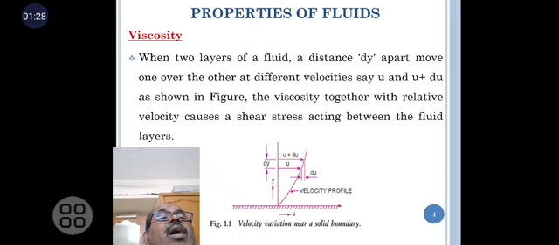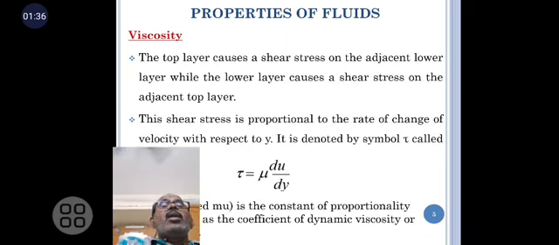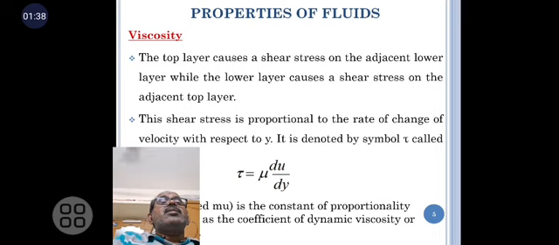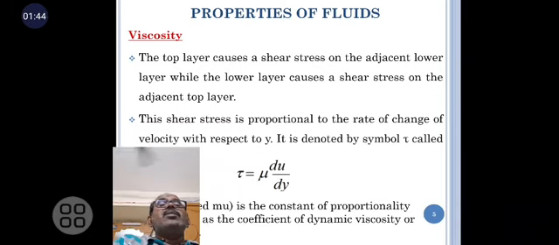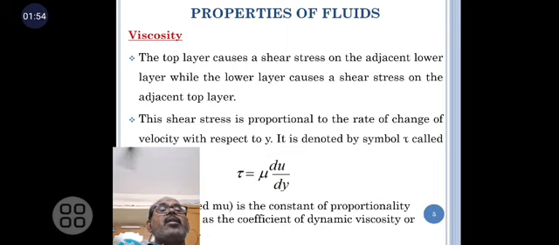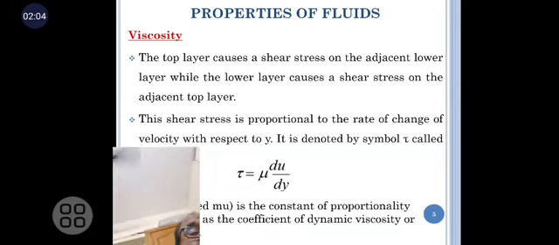The relative velocity causes a shear stress acting between the fluid layers. The top layer causes a shear stress on the adjacent lower layer, while the lower layer causes a shear stress on the adjacent top layer. This shear stress is directly proportional to the rate of change of velocity with respect to y. It is denoted as tau. Tau is equal to mu into du by dy, where mu is the constant of proportionality, the coefficient of dynamic viscosity.